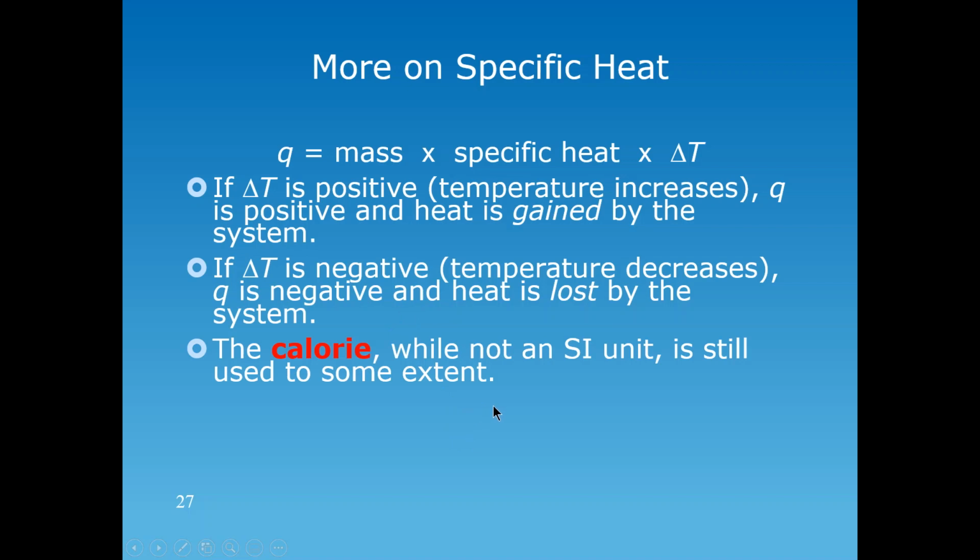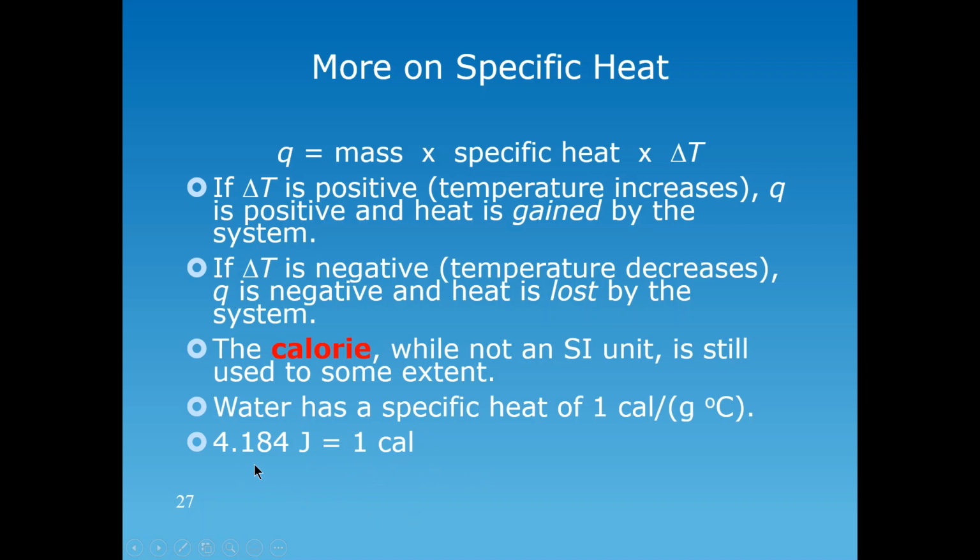Now, there's another unit of heat or energy that is oftentimes used, especially in engineering, and that's the calorie unit. It's not a metric unit, but it is still used in professions like engineering and so on. And the relationship between the calorie unit and the joule unit is given right here. 4.184 joules is equal to 1 calorie.